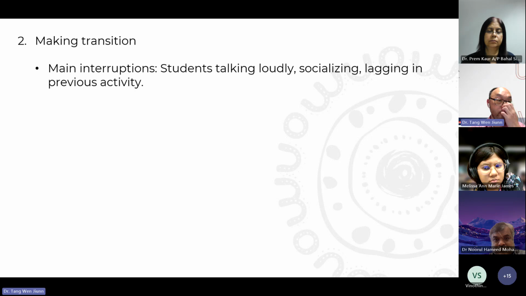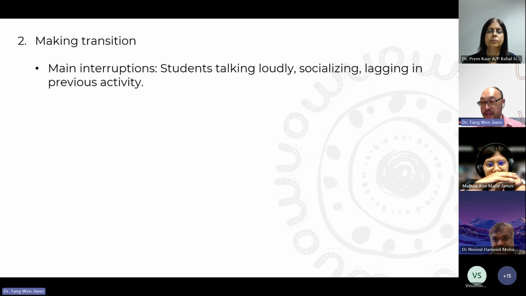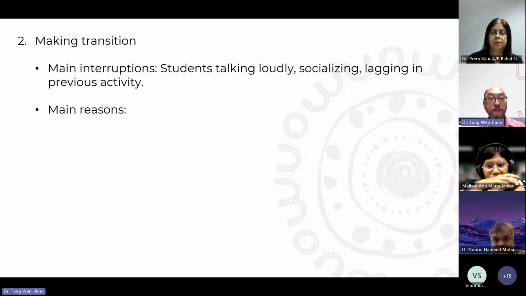Second is making transitions. The transitions here will be something like, after your first activity you go to the second activity, or you give them a break and then continue after the break. This is considered a transition: changing of rhythms, changing of activities. During these transitions, we might see students start to talk to each other, or look at their handphones and things like that. Those will be the main disruptions. So we have to take note of all these things before we start the next activity.